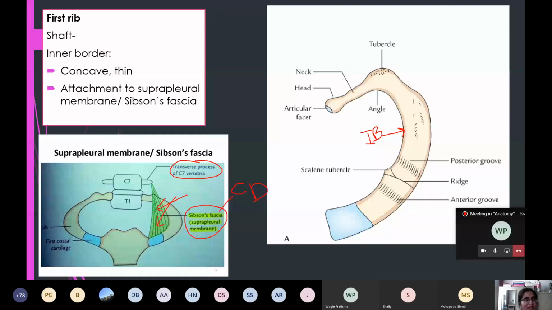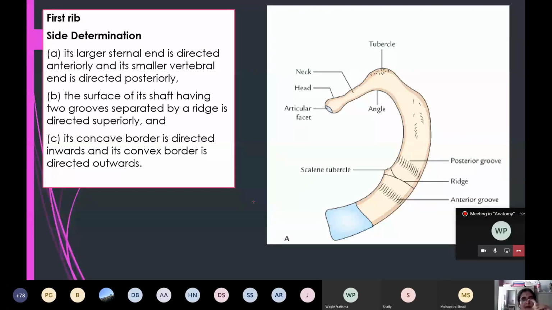Now, side determination. Are you able to see the first rib? I'm showing. Please say if you are not able to see, I will show you. Are you able to see, all of you? Yes, ma'am. Now see here, the larger external end should lie anteriorly. The smaller vertebral end should lie posteriorly. Here you see the rough surface with the groove. How many grooves? Two grooves.